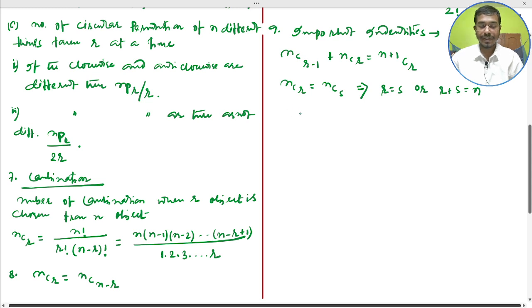And the last one: nCr equals (n minus r plus 1) divided by r, times nCr-1. Okay, nCr equals (n minus r plus 1) divided by r, times nCr-1.